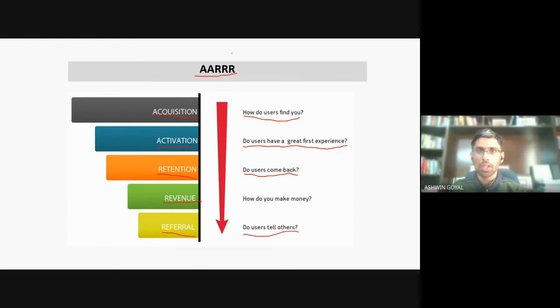That is referral. So this is, I have already told you, in product metrics questions, this is very, very important. There's a possibility that in every product management interview, you will get some question around these 5 metrics, these 5 stages in the customer journey.